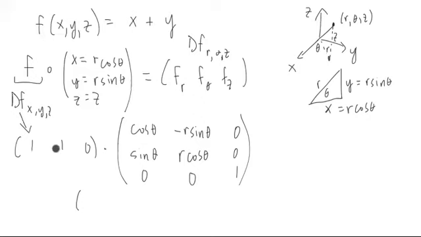So let's see. We take this dot product with that. We just end up getting cosine theta plus sine theta. And then the next one, we get negative r sine theta plus r cosine theta. And the next one, we just get 0. Okay, so that's what we have. This right here is the partials. This is the partial with respect to r, with respect to theta, with respect to z, pretty much as we probably expected. Okay, now let's keep on going.